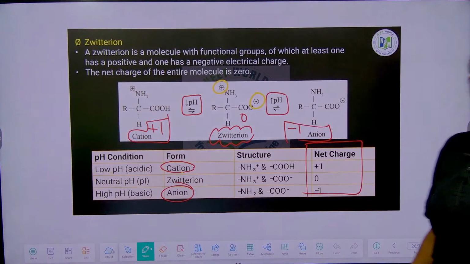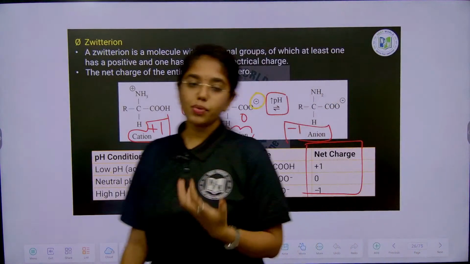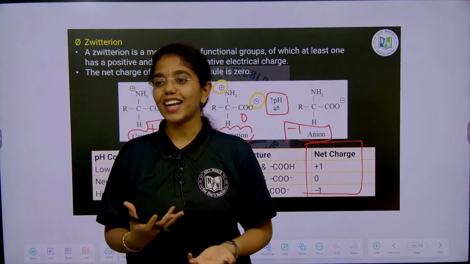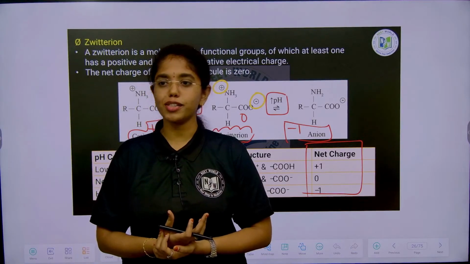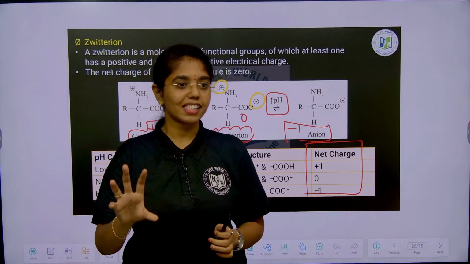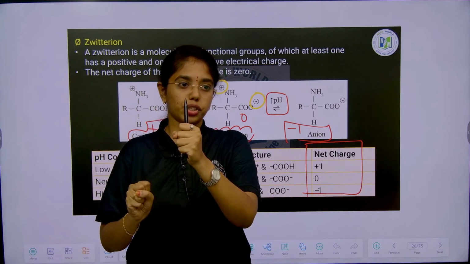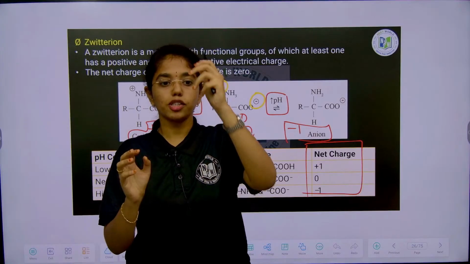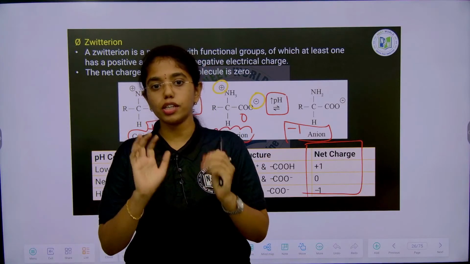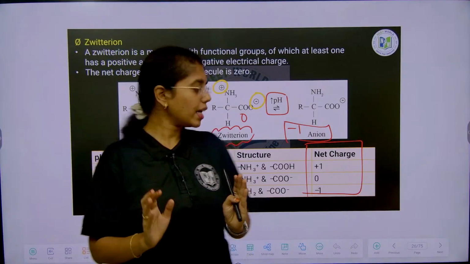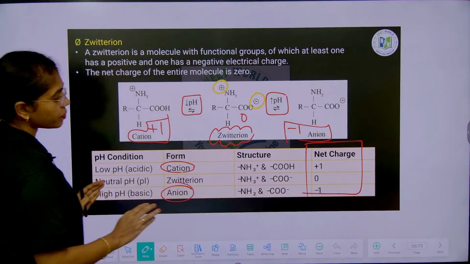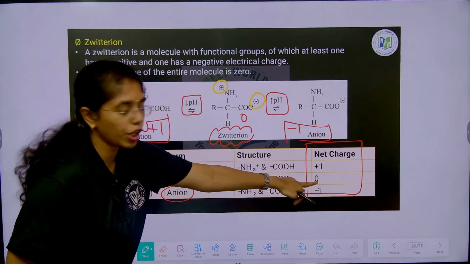And then we have learnt on zwitterion. So I asked one question, where do you see zwitterion? In neutral solutions, that's all. An amino acid in a neutral solution has both positive and negative charge. So it is known as what? Zwitterion. And its net charge will be 0.